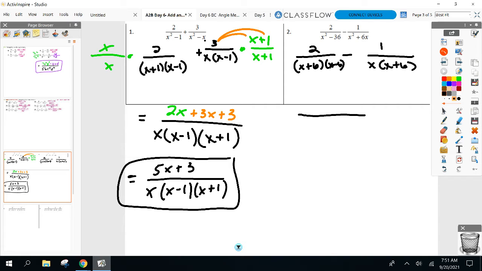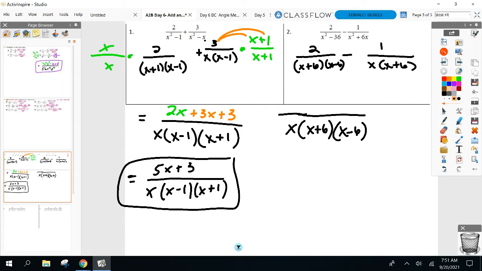What's in common? Give me something that's in common between the denominators. x plus 6. Anything else in common I got to put here? Nope, but I do have to put the leftover. So what's still left over? x minus 6 and x. x minus 6 and the x. Good. All good, everyone?